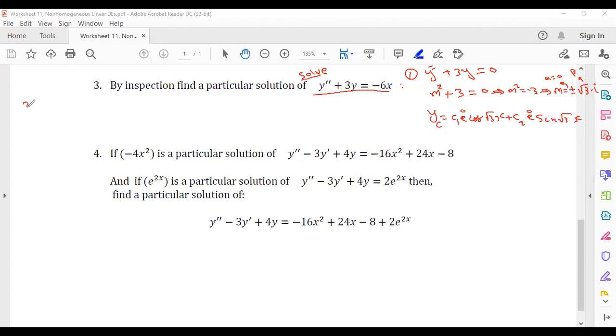No question. Second step is to find YP for the given non-homogeneous equation. Professor, we didn't learn how to find YP. Yes, but now read question number 3 by inspection. So by inspection, you need to guess one solution. Also one chocolate for who can guess the particular solution for the given equation. What do you think? Can anyone guess?